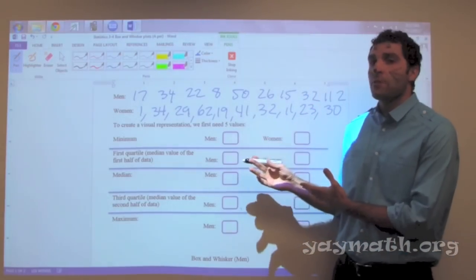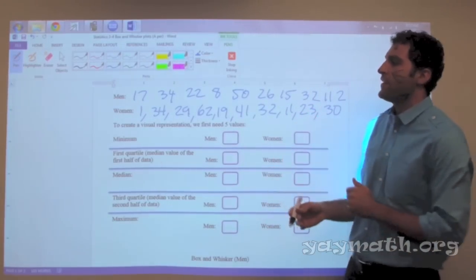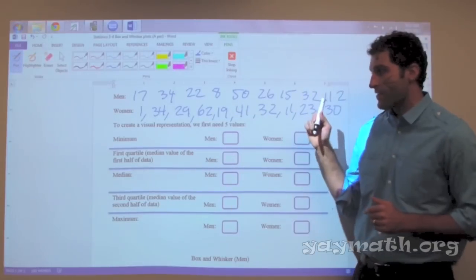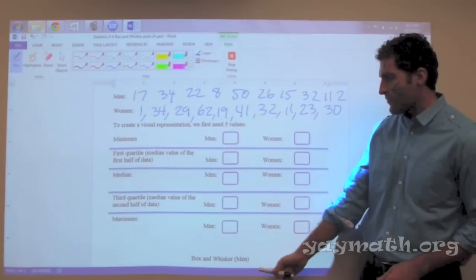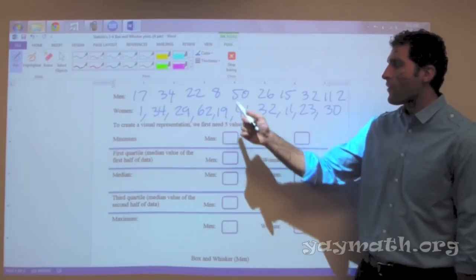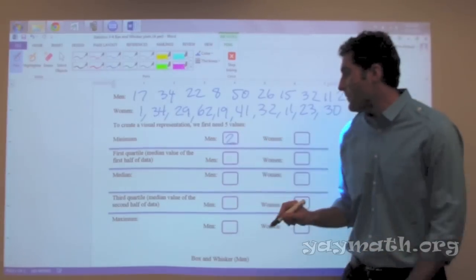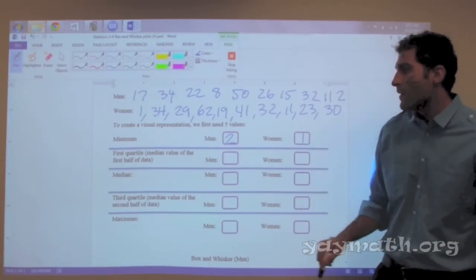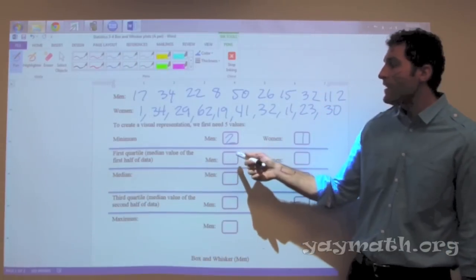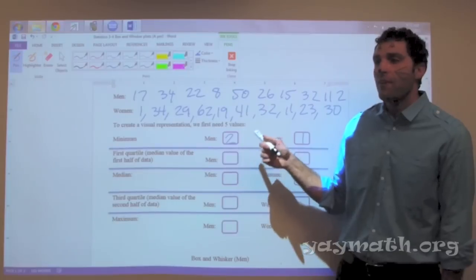So that's what we're going to do. We're going to draw a visual representation of each of these data sets. To do that, we need 5 values. So we're going to get these 5 values. For the men's side, what is the smallest value? 2. Women's side? 1. First quartile, median value of the first half of data.